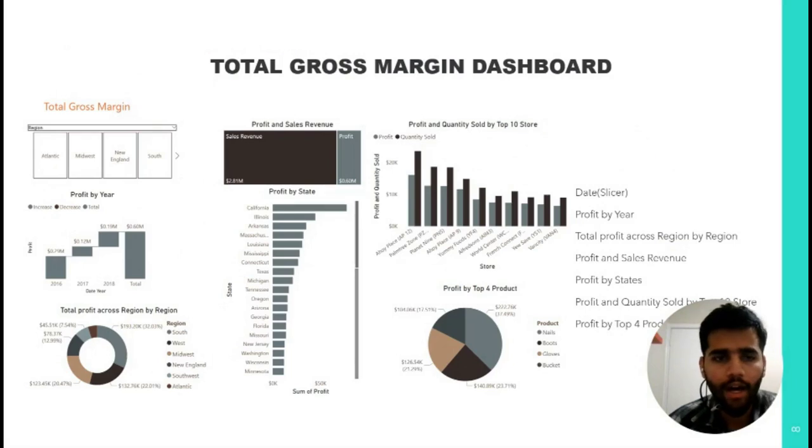Hi, I am Amir Zain and I'm going to explain our third dashboard, that is total gross margin dashboard. And this is the final dashboard, highlighting gross margin insights by year, region, state, and product and user region. And we are moving to the next slide.